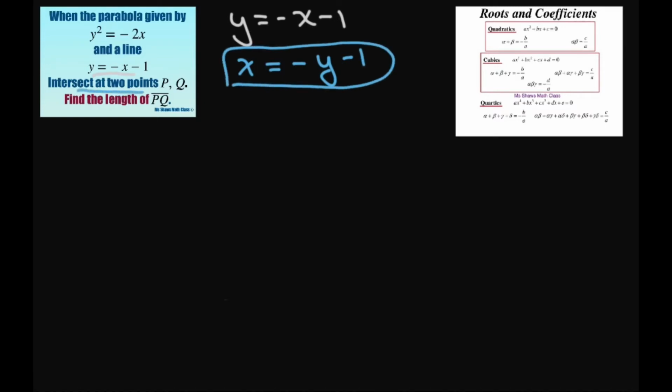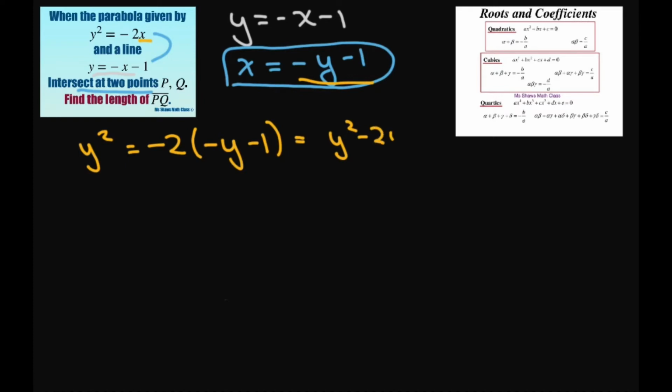And since they intersect, we're going to use substitution and look at y squared equals negative 2x and substitute in our x, which is negative y minus 1. Now, this is going to give you y squared minus 2y minus 2 equals 0. Okay, we'll call this equation 1.